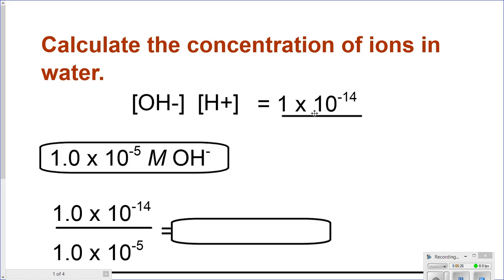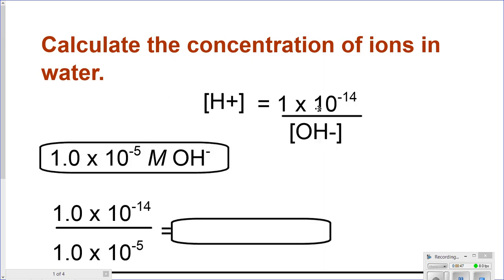If I need to look for the concentration of hydroxide ions, I will divide 1 times 10 to the negative 14th by what they give me in hydroxide ions. Back to the original. If I need to find the concentration of hydrogen ions, I will move this down: 1 times 10 to the negative 14 over hydroxide ions gives me H plus.